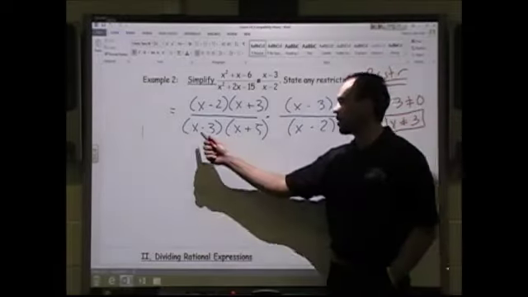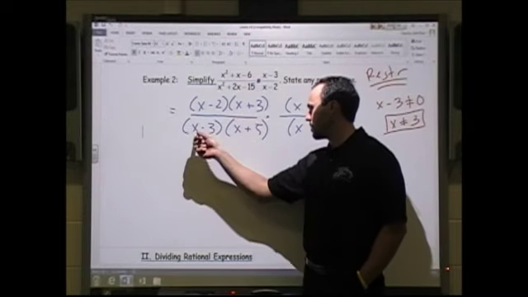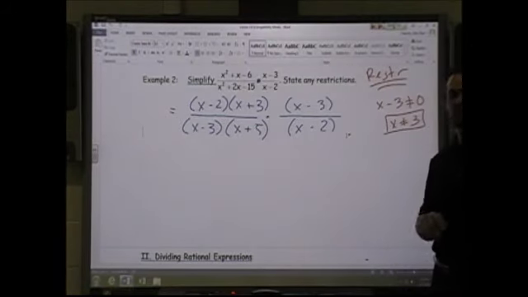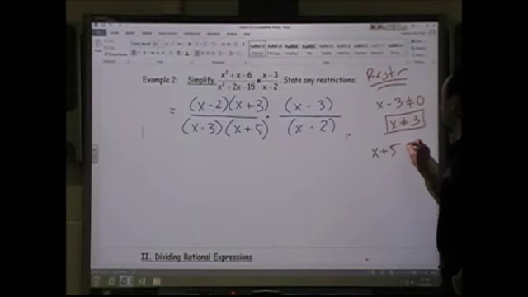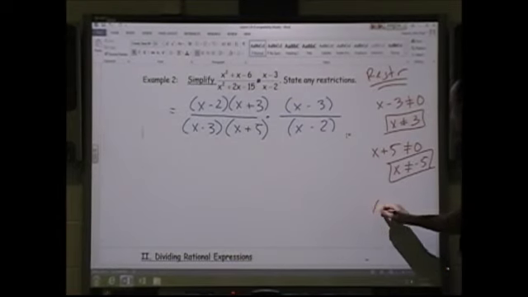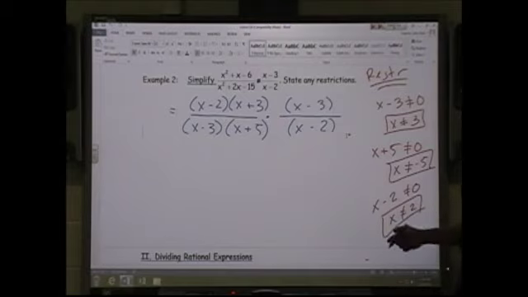Because if x was equal to 3, that'd be 3 minus 3, which is 0. 0 times anything is 0. That'll make the bracket 0, the denominator 0, and that's no good. So the x plus 5, that cannot equal 0. That means x cannot equal -5. And then the x minus 2, that cannot equal 0. And that means x cannot equal positive 2. So these are my three restrictions.